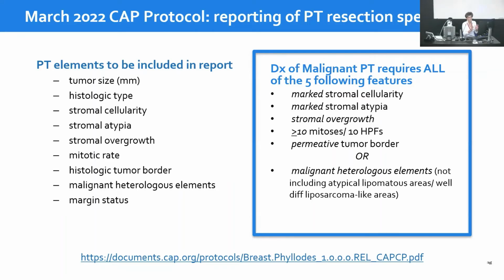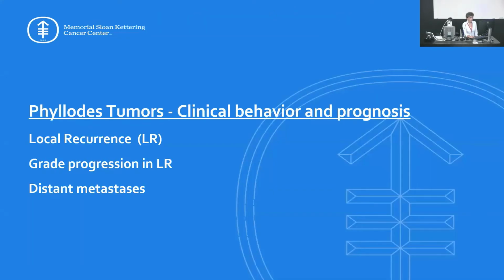Before we were like, oh, there is a high cellularity, the mitosis is 9, but it looks malignant, and some people would call it malignant. Now we have a more strict criteria for the diagnosis of malignant. It needs to have all these features. Of course, by default, if it doesn't have all these features, then it will be classified as borderline. What about the clinical behavior of Phyllodes tumor?